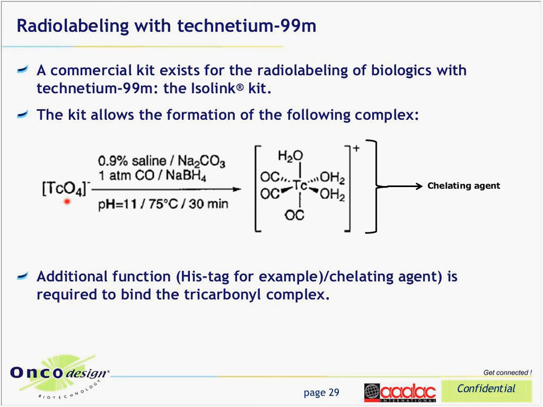Adding TcO4-, you produce under specific conditions this complex, with water and CO, and use this complex with a chelating agent to label your molecule. Most of the time, the histag is used because this structure is commonly used for purification purposes. So you can take the opportunity of the presence of the histag in your molecule to set up radiolabeling with technetium-99m.